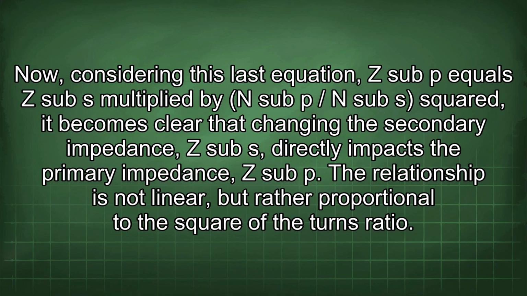Now, considering this last equation, Z sub P equals Z sub S multiplied by N sub P slash N sub S squared, it becomes clear that changing the secondary impedance, Z sub S, directly impacts the primary impedance, Z sub P. The relationship is not linear, but rather proportional to the square of the turns ratio.